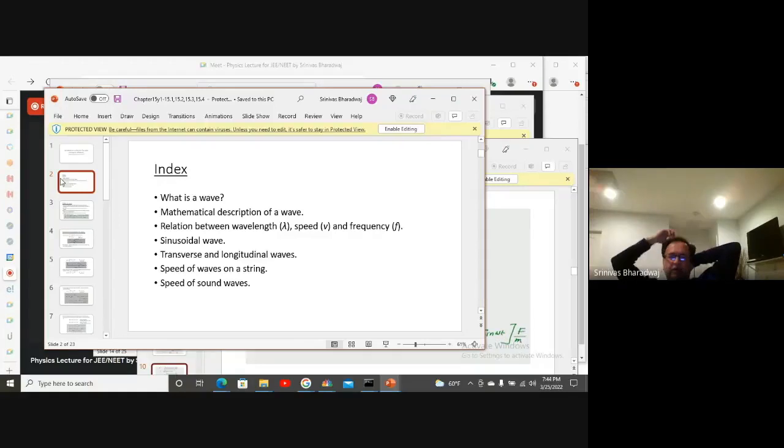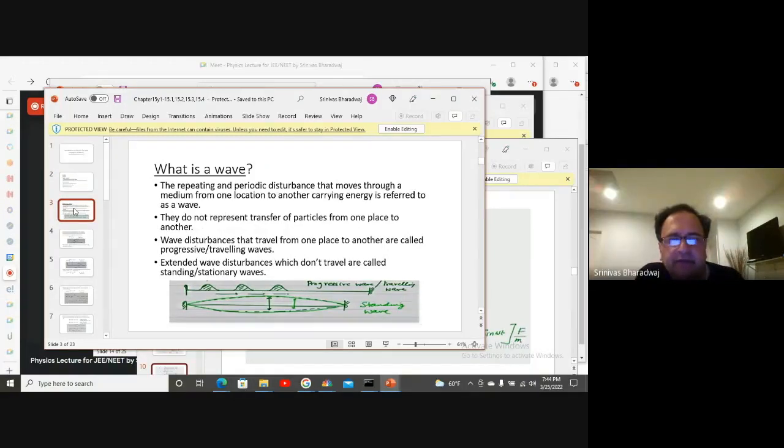Okay. So that is the basic idea behind waves. So what is a wave? A wave is a repeating and periodic disturbance that moves through a medium from one location to another, carrying energy. The sun emits a wave called the light wave or infrared wave.